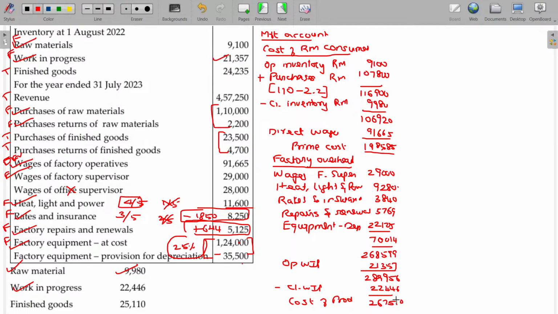To find out the gross profit, I had to go for revenue section, means trading section, income statement. So income statement, under that revenue section, trading section to be prepared. Under that, revenue being the sales here, so 4,57,250 minus cost of sales.